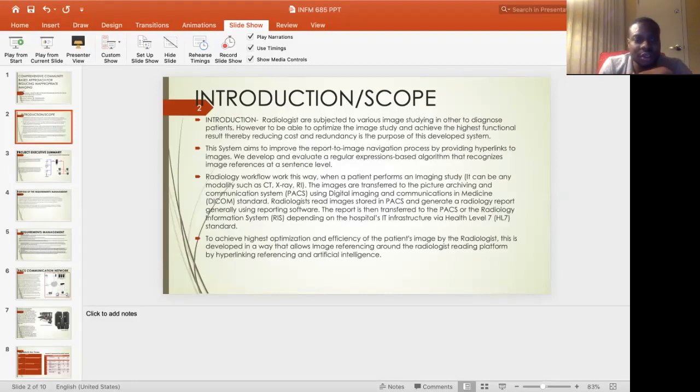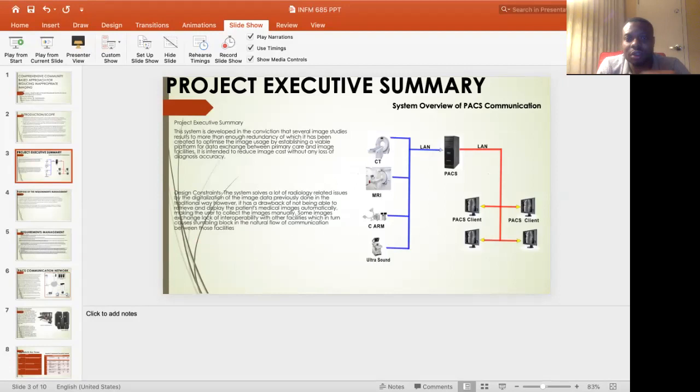The third slide talks more on the project executive summary. I talked a little bit about how the system is developed, and the conviction that several image studies result in much more than enough redundancy. It has been created to optimize image use by establishing a viable platform for data exchange between primary care and image facilities. This is also intended to reduce image cost without any loss of diagnostic accuracy.